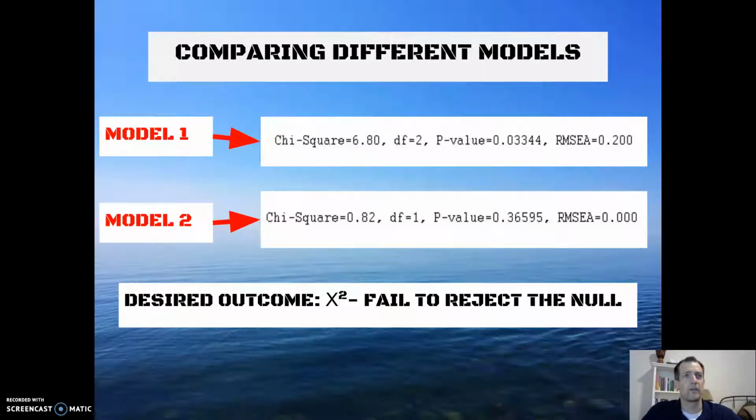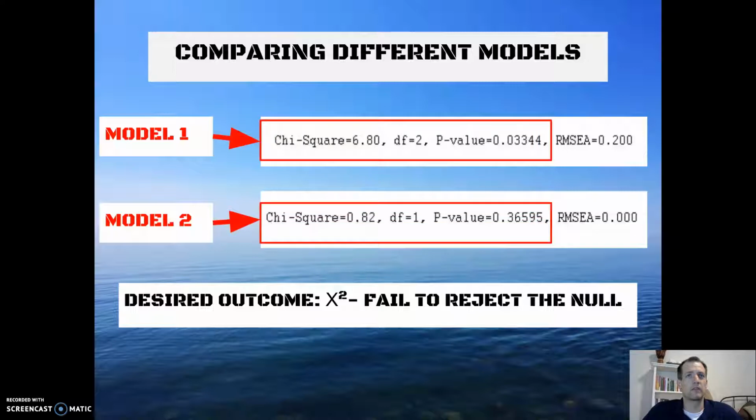When we look at the chi-squared fit index, it's kind of weird, but you want to fail to reject the null. If you look at this chi-squared value up here at the top with model 1, we have a p-value of 0.03, which is below 0.05, and a chi-square of 6.8. For an SEM or a path analysis model, that's not a good thing. We want our chi-square to look like this one down here, where the p-value is above 0.05 and the chi-square is not significant. It's kind of weird, but the goal with the chi-squared fit index is to fail to reject the null.